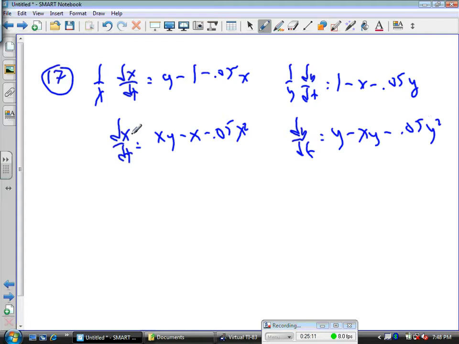What happens to the x population in the absence of the y's? What if y is 0? Then this is 0, yes? All right, so then you get dx/dt is negative x minus 0.05x squared. Isn't that a logistic problem? Remember when we have the rate of growth is parabolic? The rate of growth of x is proportional to x squared. That's logistic. Okay?